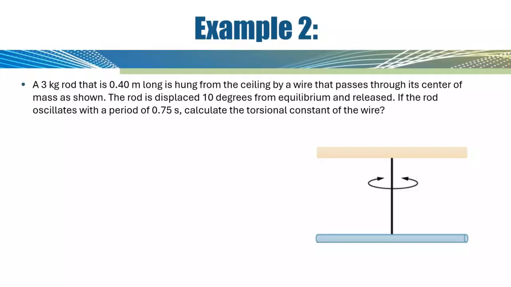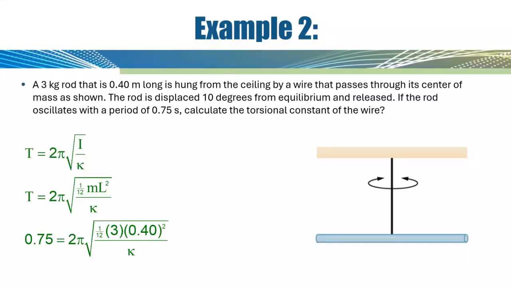A 3-kilogram rod that is 0.4 meters long is hung from the ceiling by a wire that passes through its center of mass as shown. The rod is displaced 10 degrees from equilibrium and released. If the rod oscillates with a period of 0.75 seconds, calculate the torsional constant of the wire.